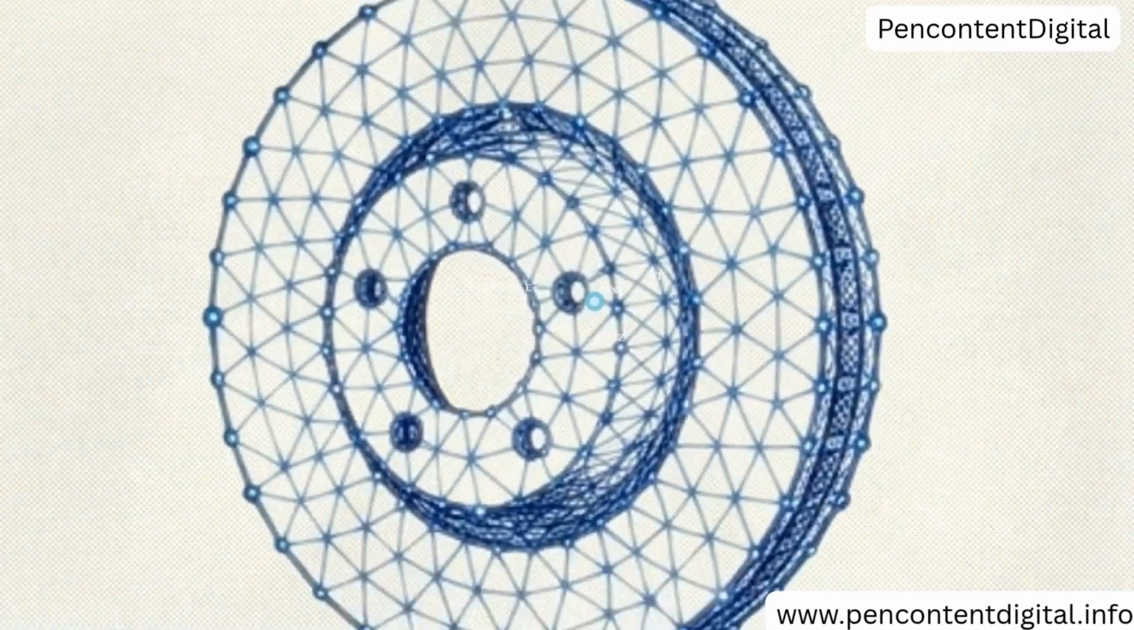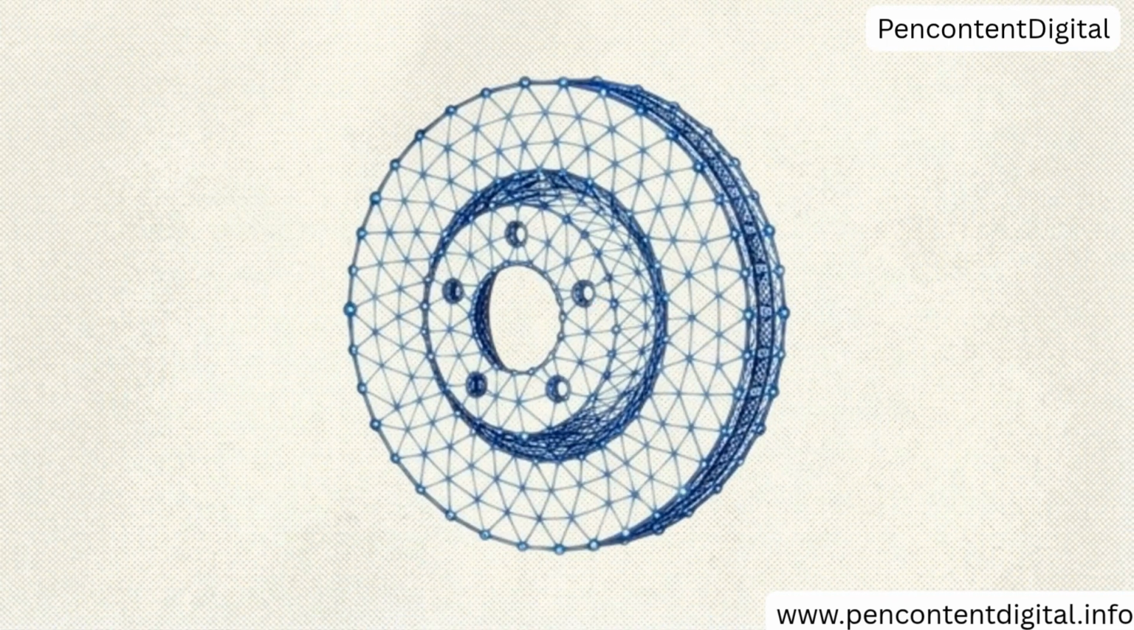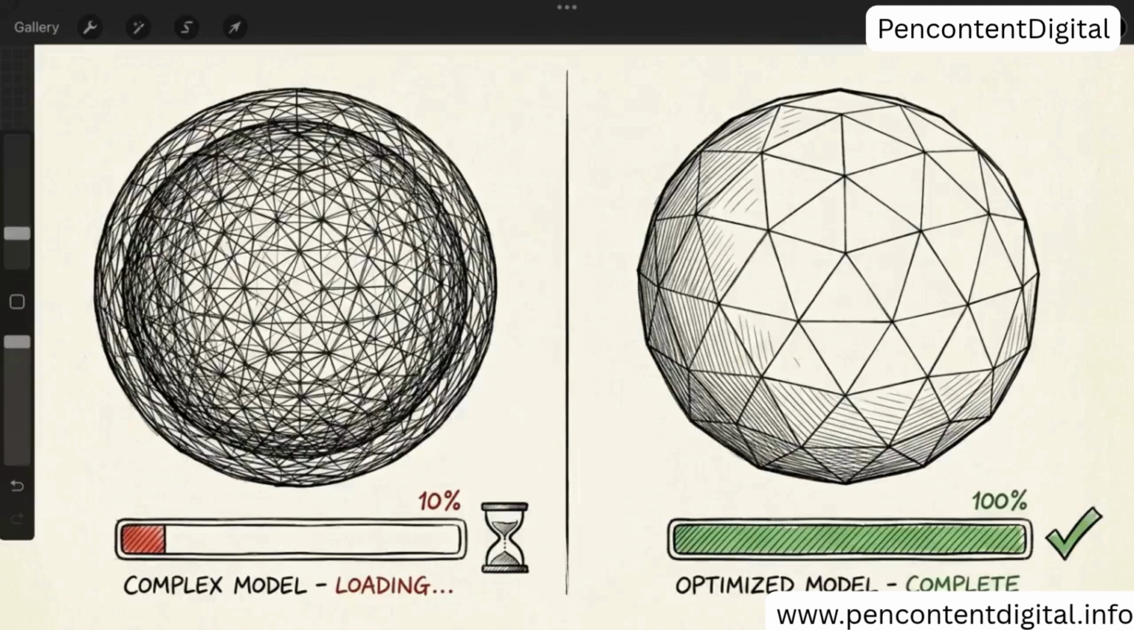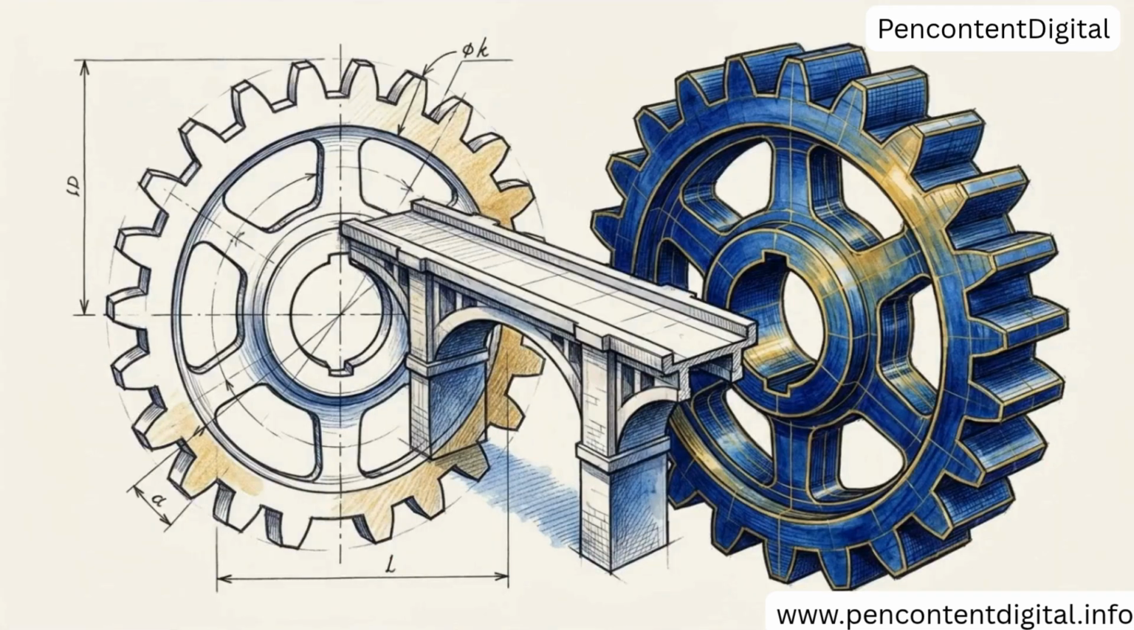This leads to mesh refinement. Areas with complex curves or regions expected to experience the highest stress require a much denser, tighter mesh than flat surfaces that remain inactive. This creates a trade-off. A finer mesh provides higher accuracy, but it requires significantly more computational power and time to solve. Ultimately, the mesh is the mathematical bridge that turns a 3D drawing into a solvable engineering environment.